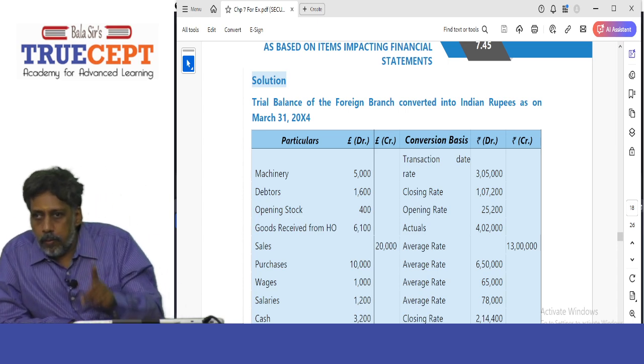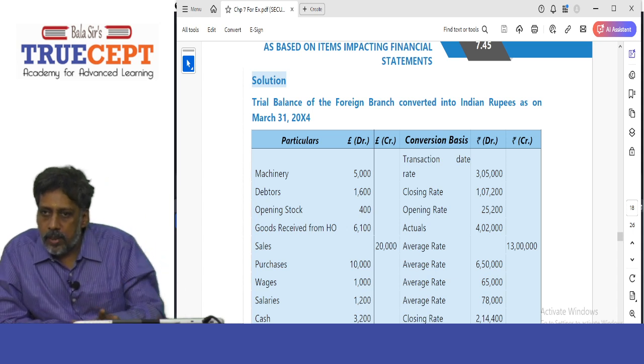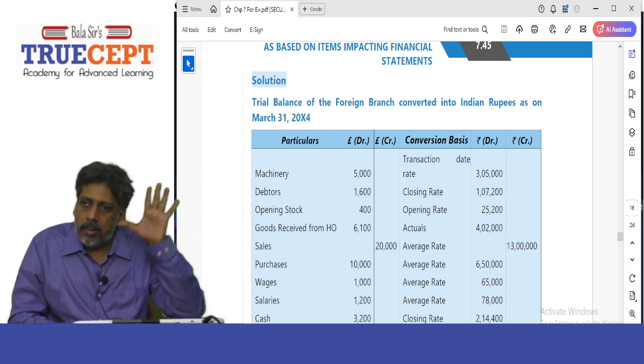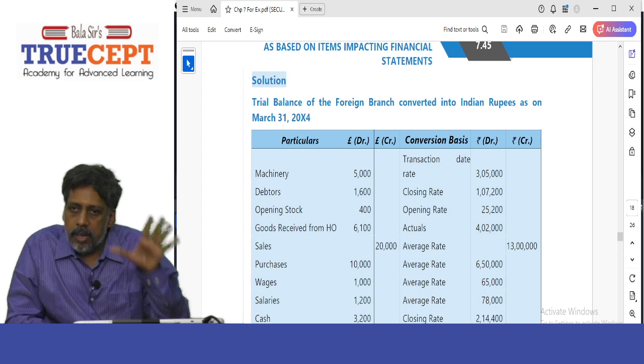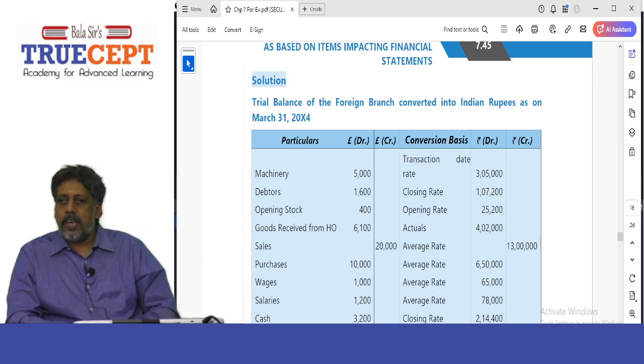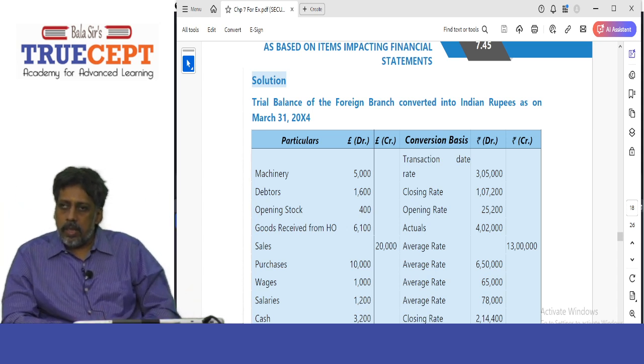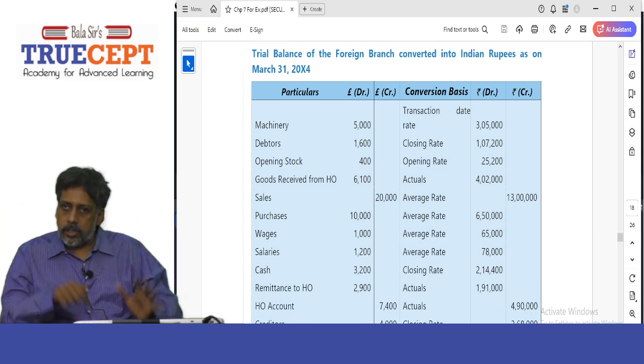This sum can come for 5 marks in your Jan 2025 examination. Guys, read this example really well. Now let's go through the trial balance, the solution.